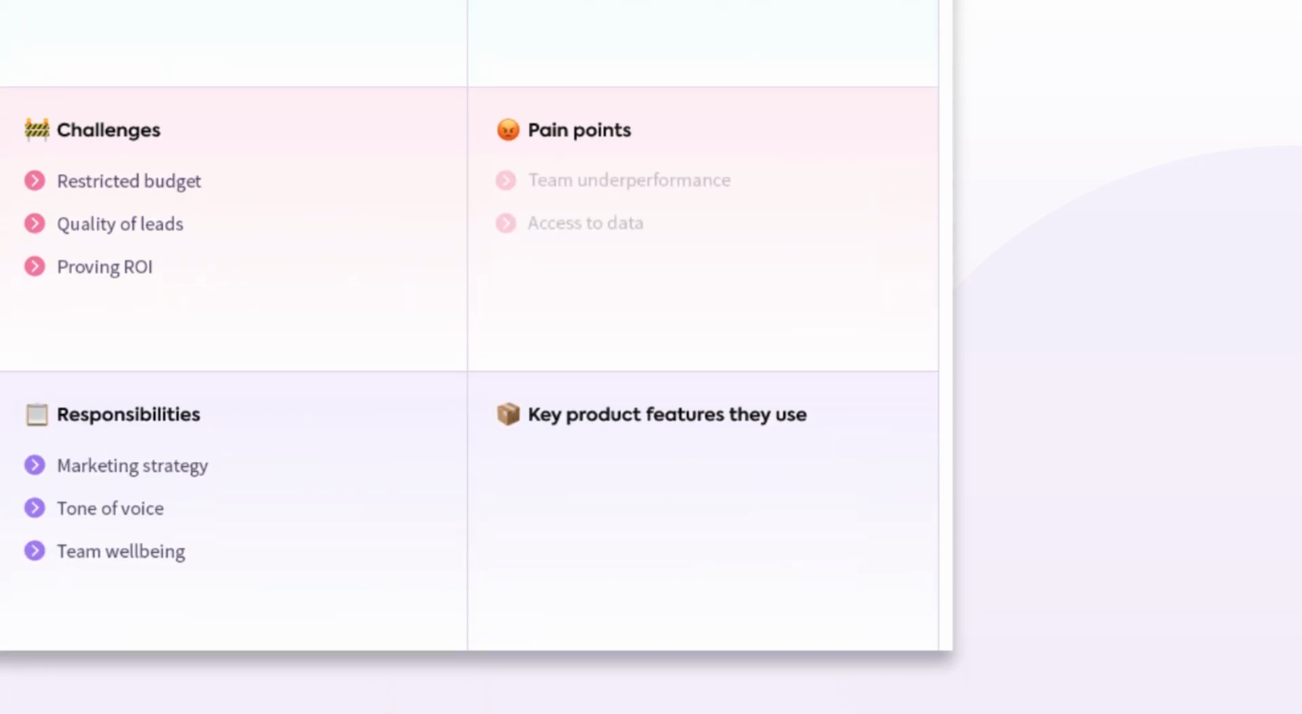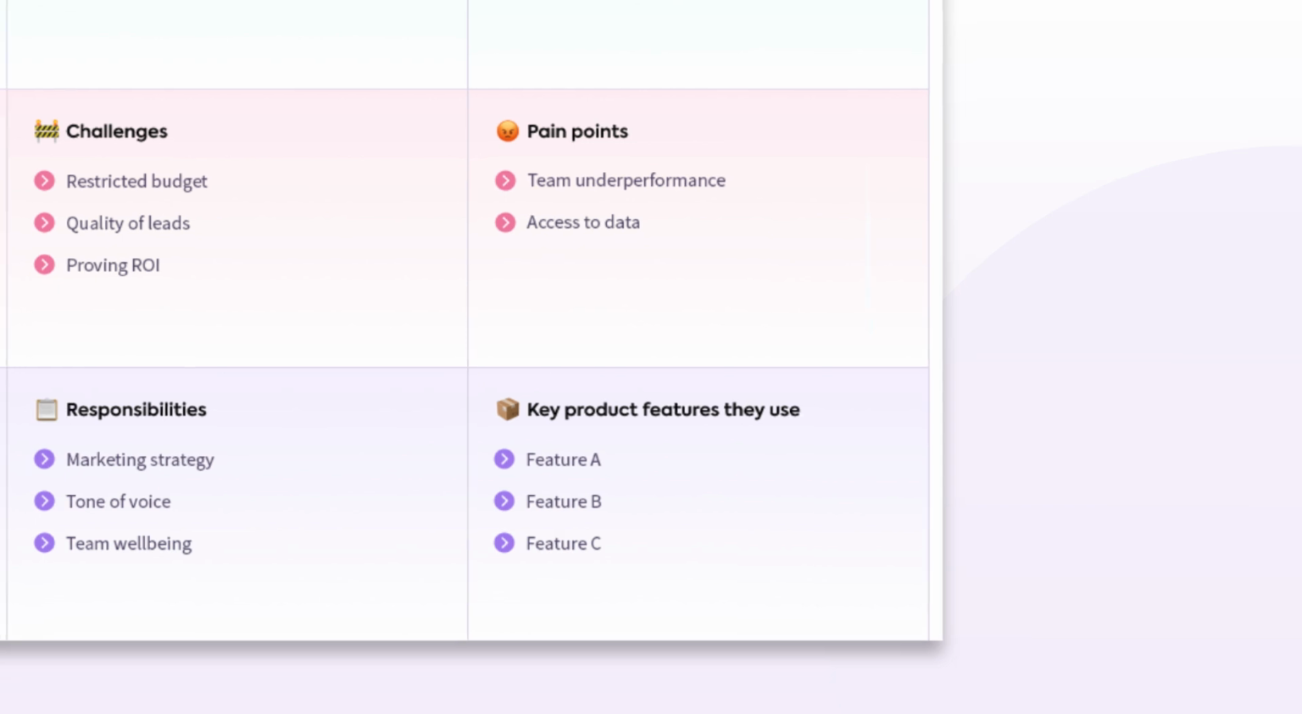To round up, let's look at pain points. What are the areas of their professional life that annoy them, cause problems and get in the way of them achieving their goals? It might be something like team underperformance or access to data. As a final point, it's also useful to list the features this persona would use in your product or service. This will help highlight which areas of your product or service are most important to them.